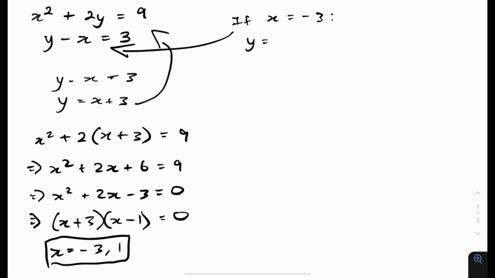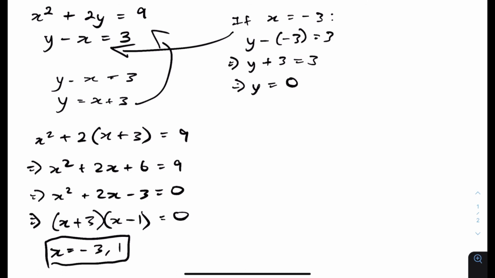y is equal to, just give me a second. Sorry, y minus x, so y plus 3 equals 3, which means y is equal to 0. And then on the other side, we have if x is equal to 1, that means y minus 1 is equal to 3. So y is equal to 4. So here are two solutions. When x is equal to negative 3, y is equal to 0.